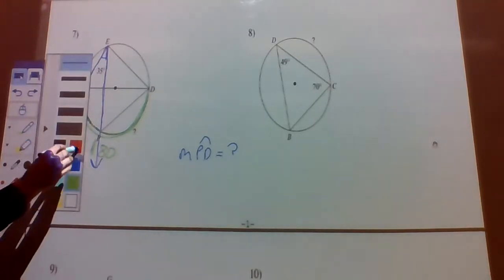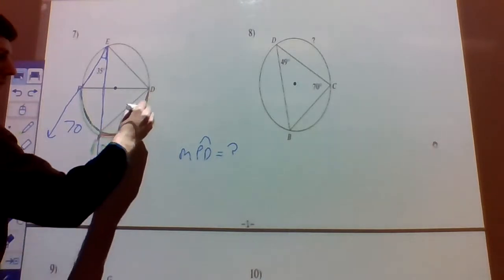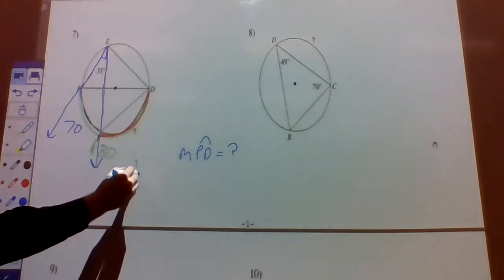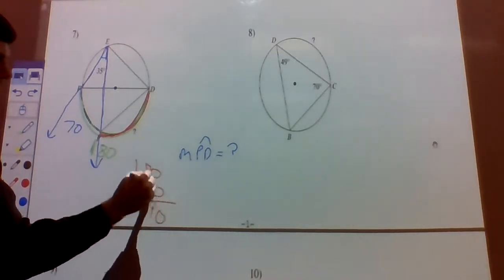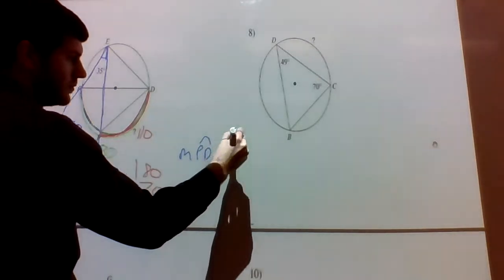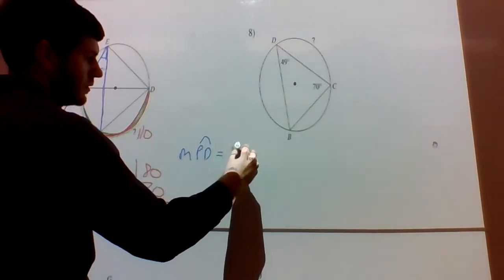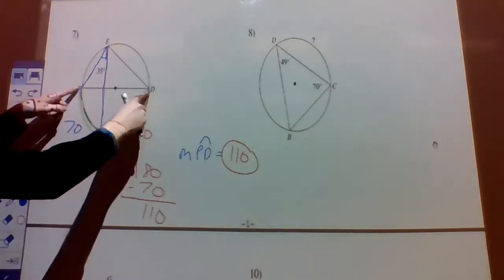So now we want to find this piece here, PD. To do that, we're going to do 180 minus 70, and that's going to give us 110. So 110 plus 70 equals 180.